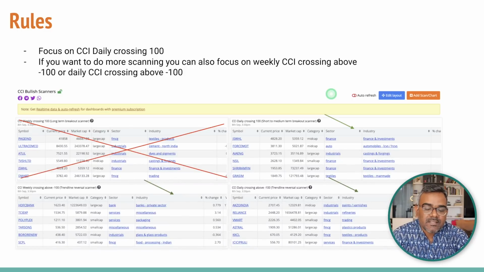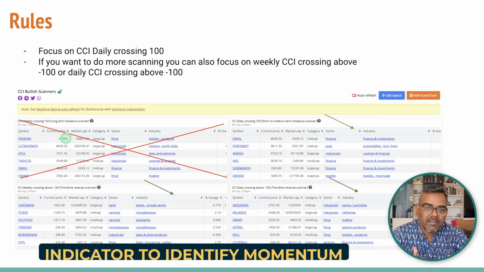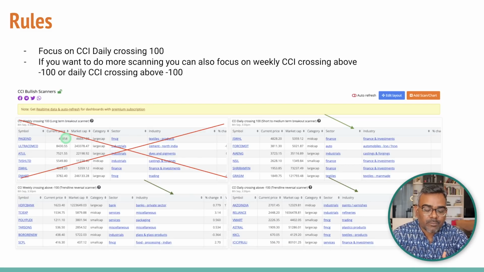So the first rule is the scanner. Now I use the CCI scanner, which is basically a scanner that I use to identify short-term breakouts, medium-term breakouts, short-term reversals, and medium-term reversals. Now, in case you don't know what CCI is, CCI is nothing but Commodity Channel Index, and it is an indicator to identify how the momentum is for a particular stock.